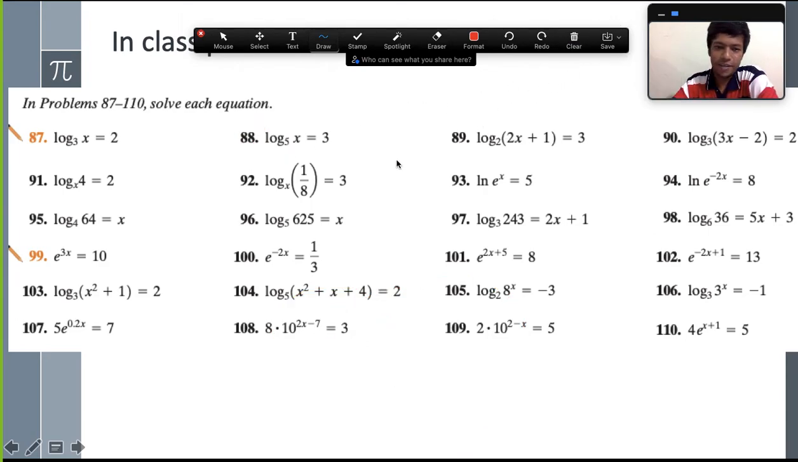Okay, let's do another little bit difficult one. So let's say 104. I think this one looks a little bit bigger.